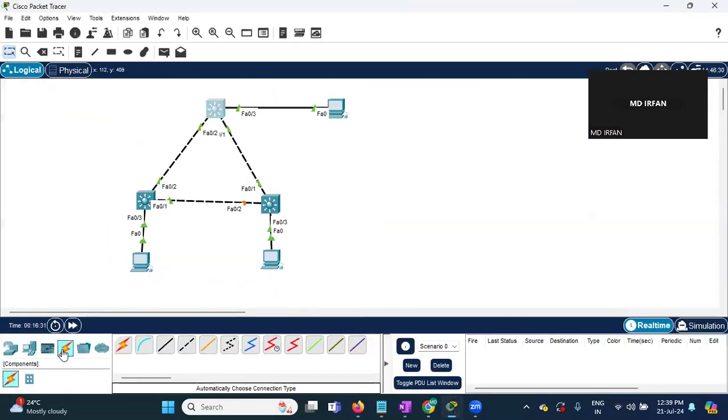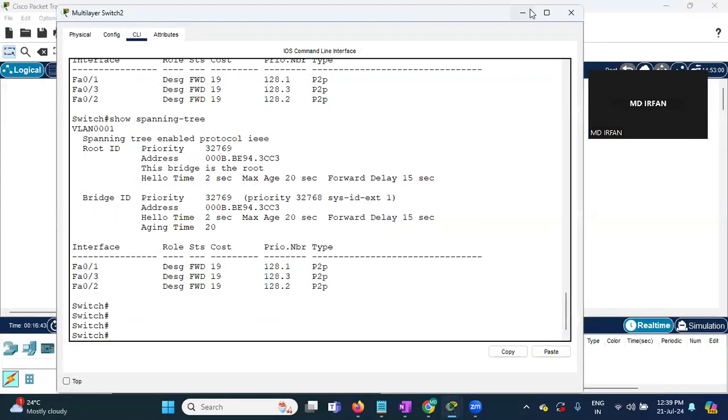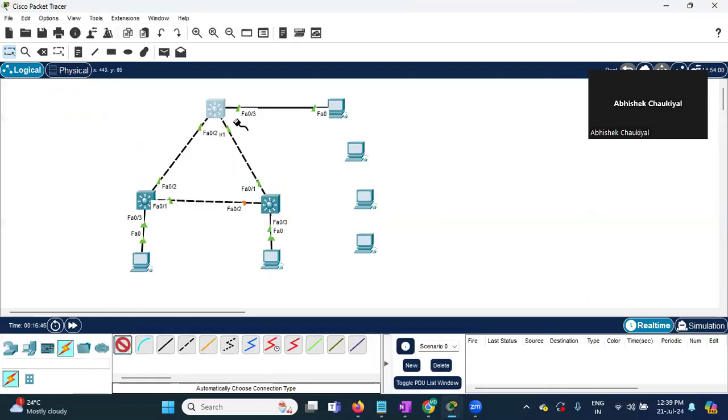Modify something. Computer. Which switch was I using? This one, right? Connect. Okay, we have not assigned VLANs, so maybe it is not showing. Correct. That's right.